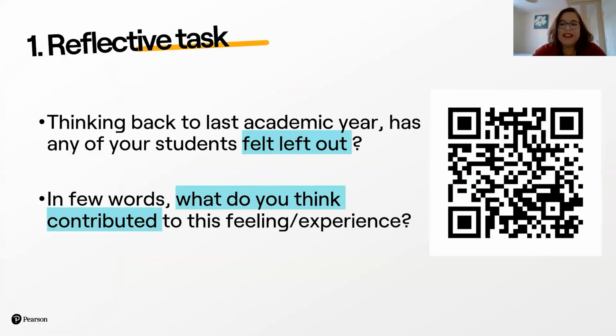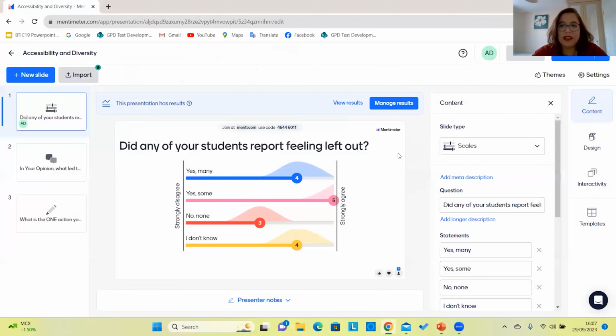So first of all, let me invite you to join this Mentimeter activity. It is a reflective task. The question is, thinking back to the last academic year, has any of your students felt left out? So Samantha will help me in the chat. She will share with you the link to join the quiz. Can you think of any of your students who has felt left out? Have you identified why they have felt left out? So just think about it. I'm going to share with you the Mentimeter right away, and we start looking at the results.